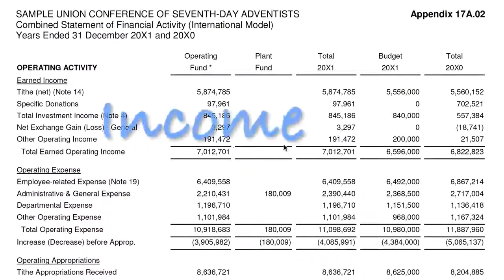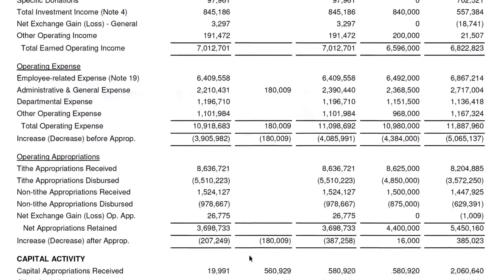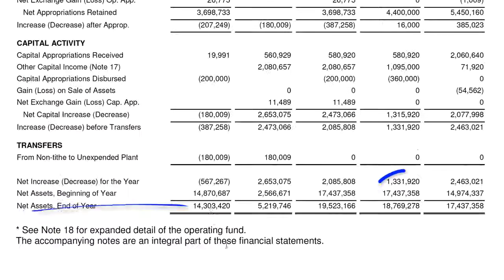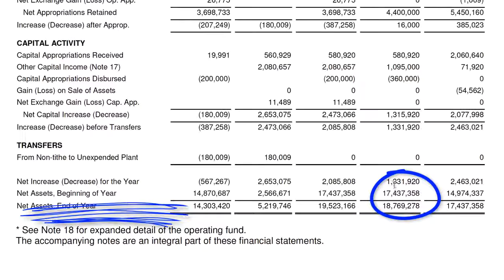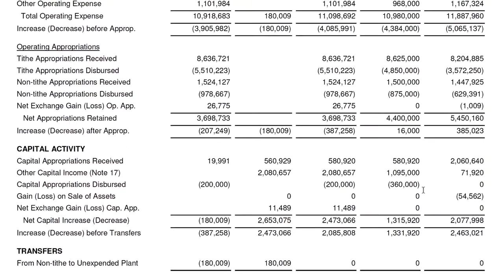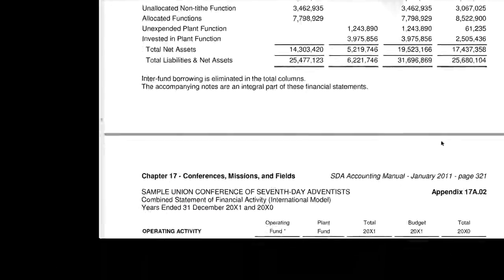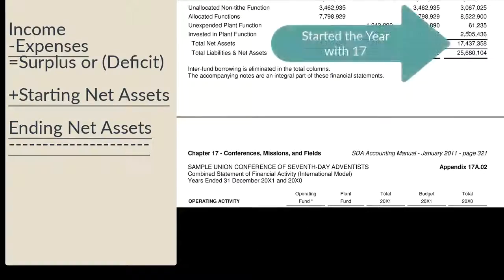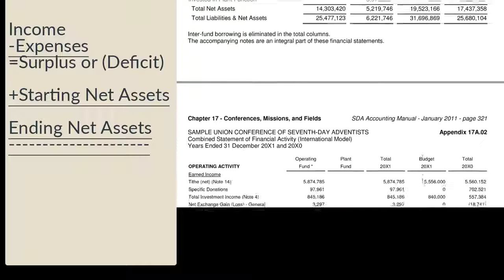We brought in money, we spent money, we combined it with what we started with at the beginning of the year, which is 17, and ended up with 18. And just to make it clear a little bit, let's go through it one more time. We started the year with 17 in net assets.